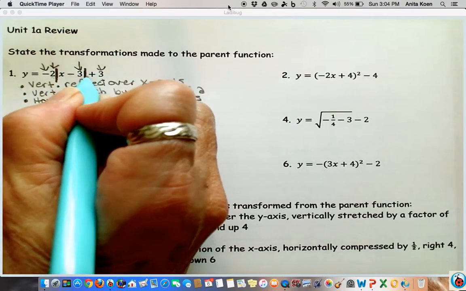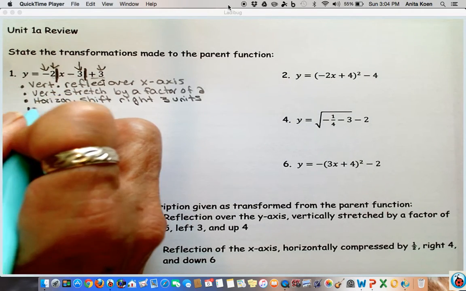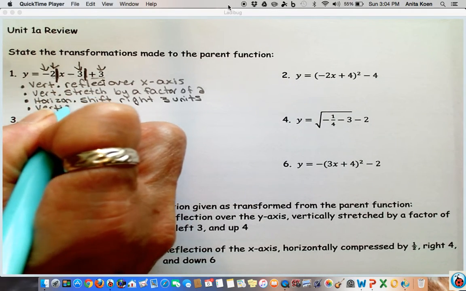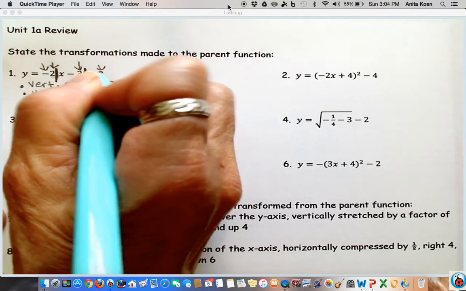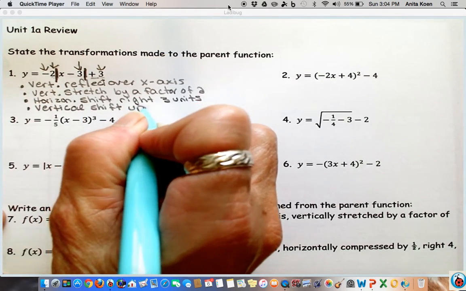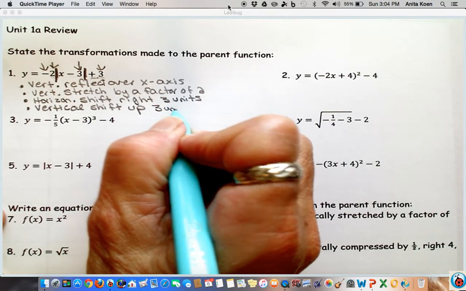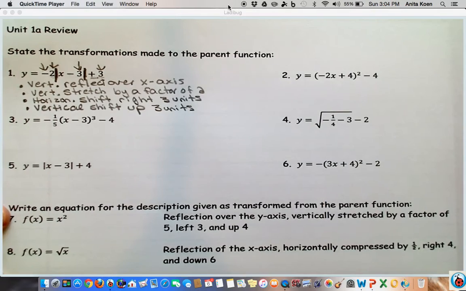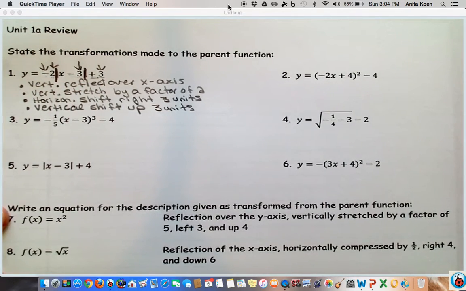This 3 is on the outside of the function. It's being added as well. Outside means it's vertical. Adding means it's a shift. Outside the function, it does exactly what we think it should do. So a plus makes it go up 3 units. So there are my transformations. I know I'm done because I've taken care of all of the negatives and all the numbers.